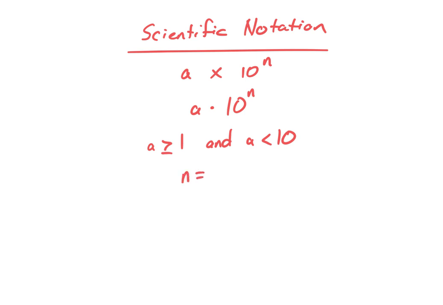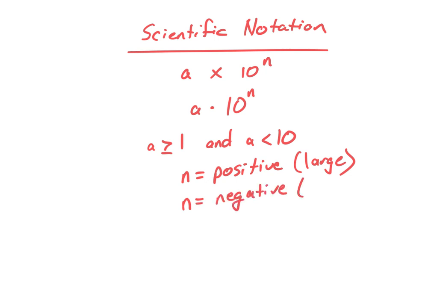N is going to be my exponent. If n is positive, that means we're talking about a very large number. If n is negative, we're talking about a very small number. And we're going to move the decimal back to the left.